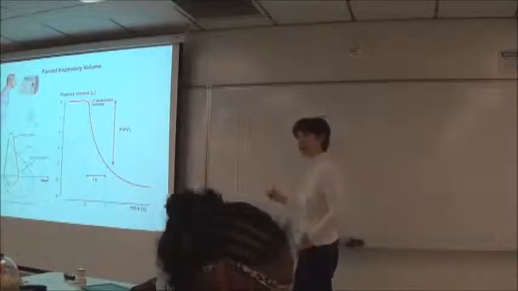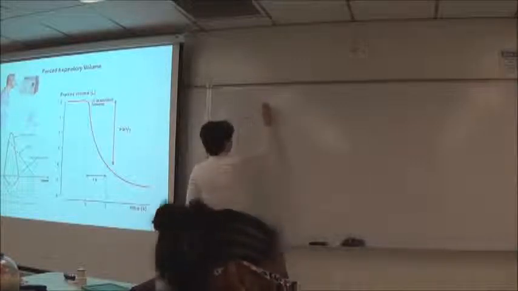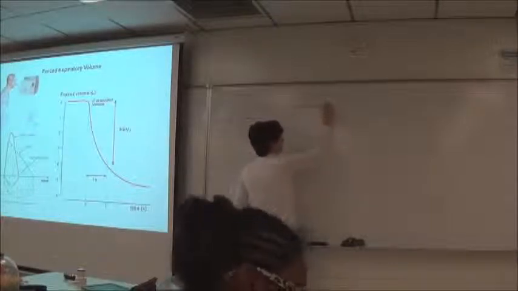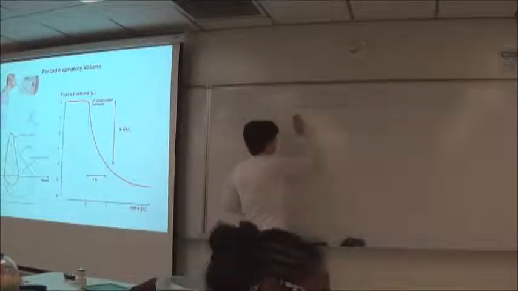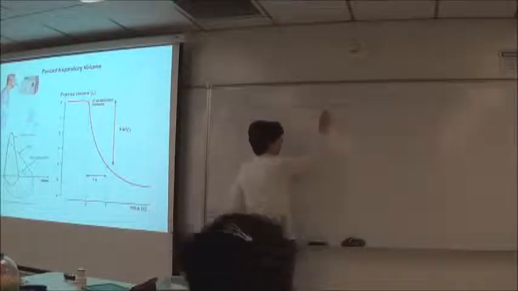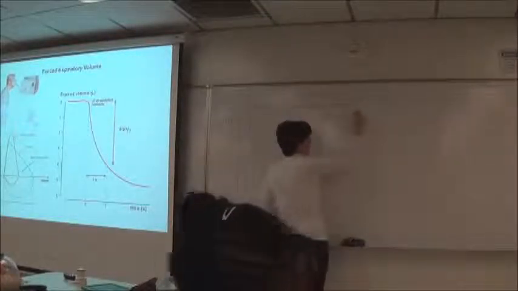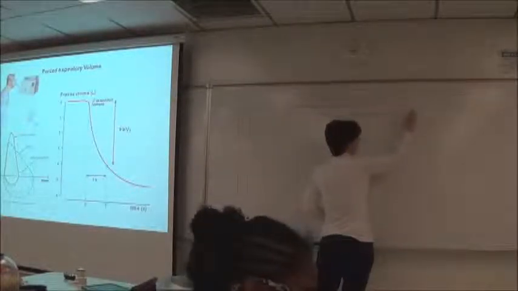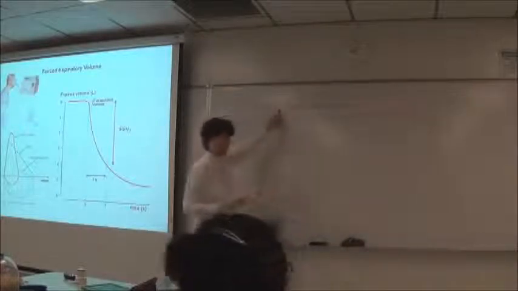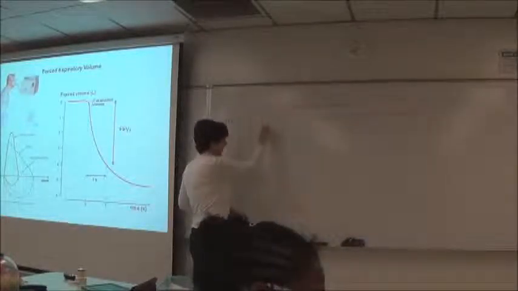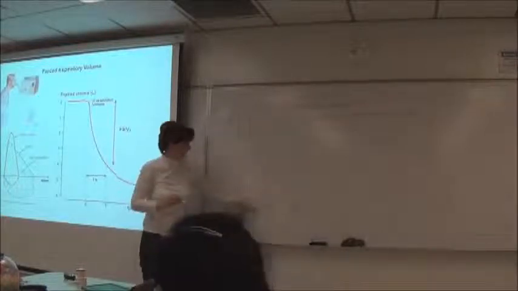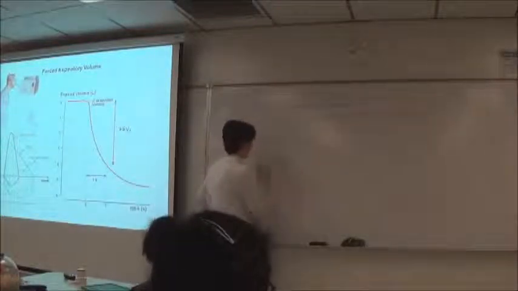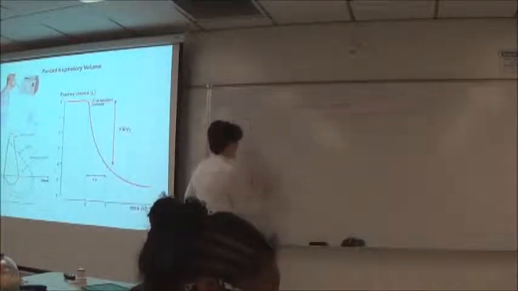So forced expiratory volume, or FEV, is the volume of air expired over time, or breathed out over time. So FEV1 would be this volume right here that I breathed out in 1 second. Okay? FEV2 would be that volume that I breathed out in 2 seconds.